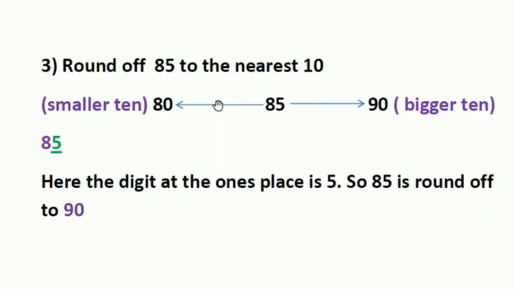Now 80 is the smaller 10 and 90 is the bigger 10. Our number is 85. Here the digit at the ones place is 5. So 85 rounds off to 90. 5 and numbers above 5 are nearest to the bigger 10. Numbers below 5 are nearest to the smaller 10.